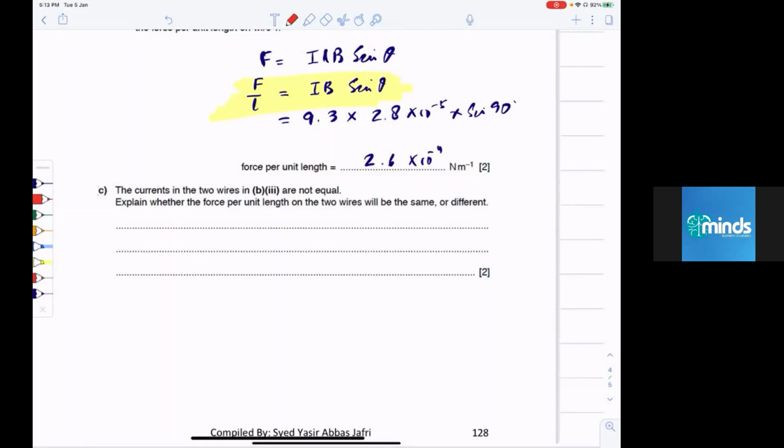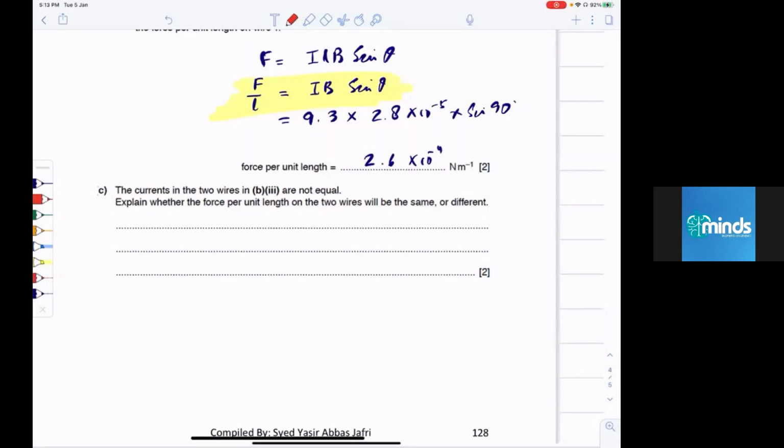Because, sir, the permeability remains the same and the distance between the wires is the same. So then how come the force is different? Only the current changes. Okay, current changes. Okay, this is the answer of Anas. Yes, Mira, current is different, that's why. I'm not sure. Okay, you said different as well.